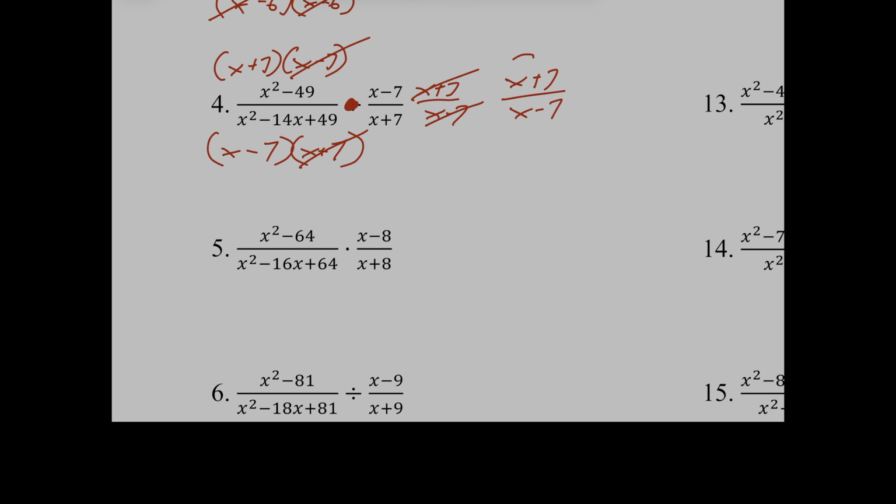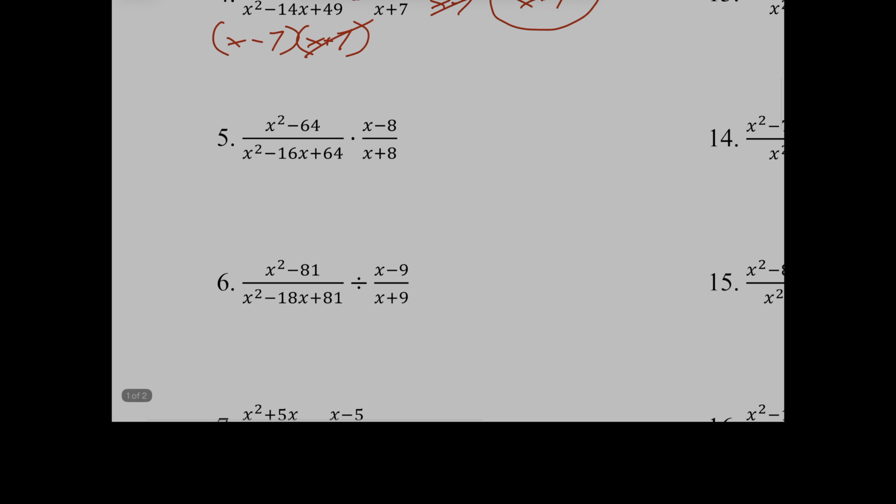Can I do anything with those x's and 7s? Nope, because they're attached to pluses and minuses, okay? They have to be factors, meaning they have to multiply in order to cancel. If they're not multiplying, you can't cancel. Okay, let's do the next one.